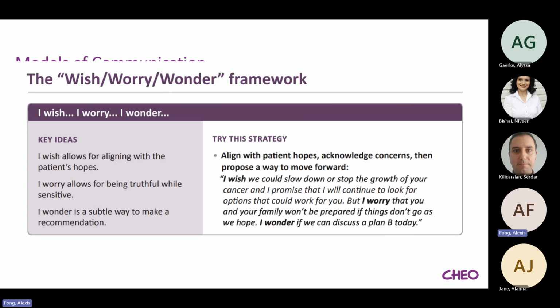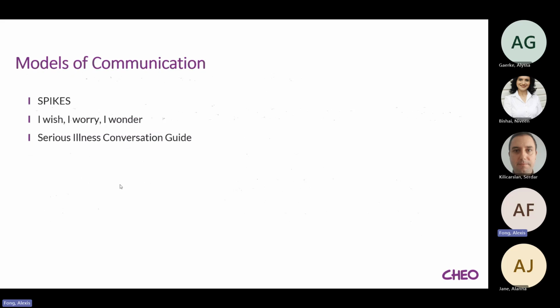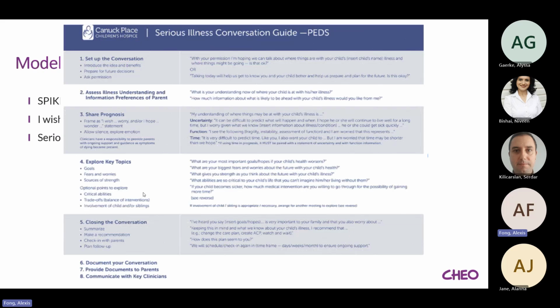Saying I wish allows for aligning with the patient's hopes. Saying I worry allows for being truthful while sensitive. And I wonder is a subtle way to make a recommendation. And then there's a serious illness conversation guide, which also utilizes the I wish, I worry, I wonder, I hope framework. At some point, you folks will all go through training on how to utilize this.